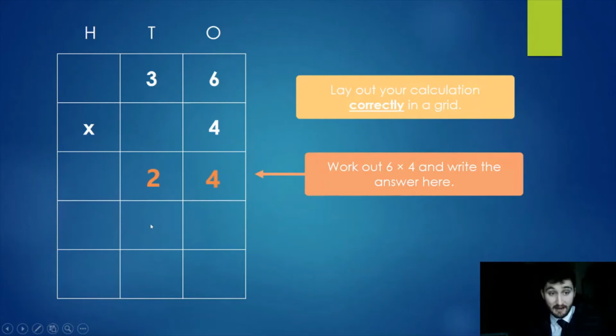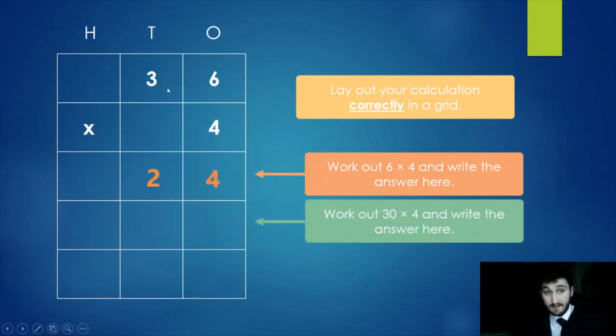So I'm lining this up perfectly. So it really does look right. Next step, so we've done the ones. So now we're going to move on to the tens. So now we're going to work out 30 multiplied by 4. So we're multiplying this number by both the 6, which we've already done, and the 30.